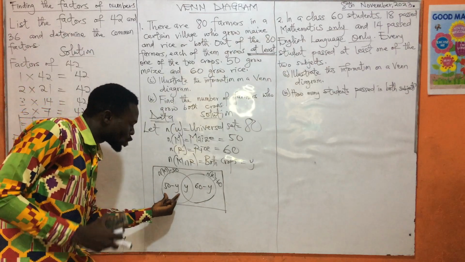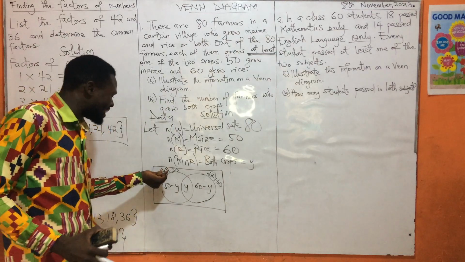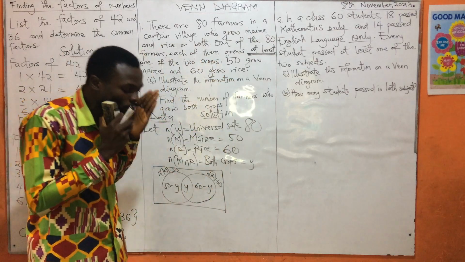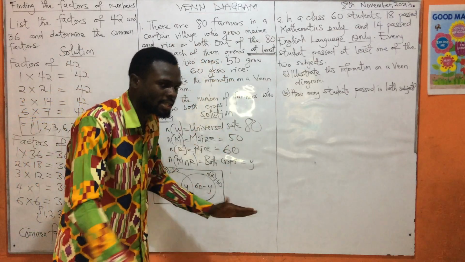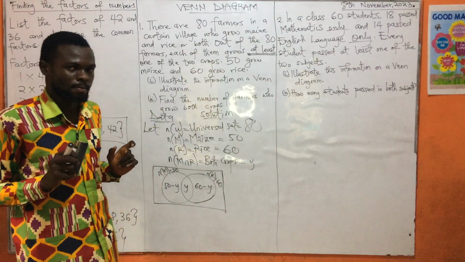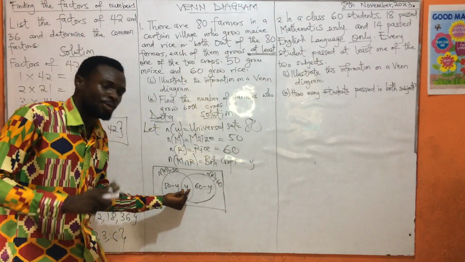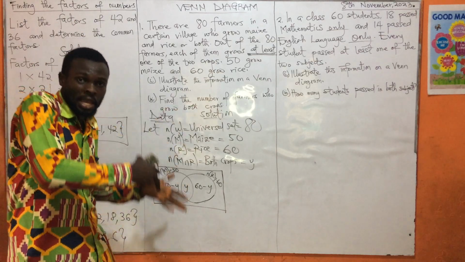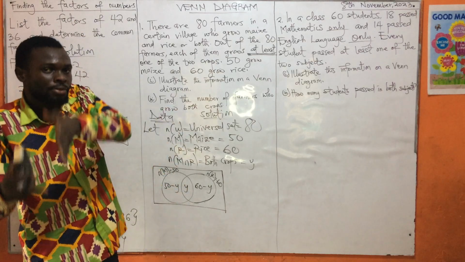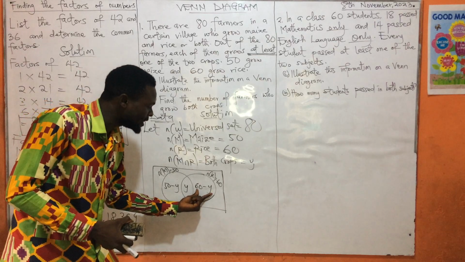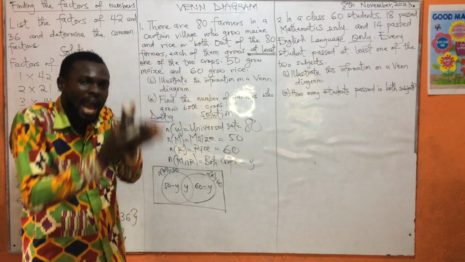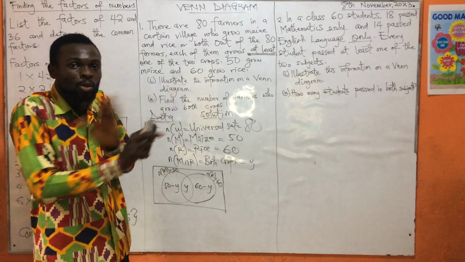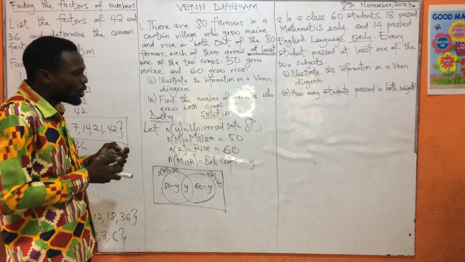This region is called region I, which is maize only. They grew only maize; they didn't add rice. This region is region II, that is, they grew maize and they also grew rice. And this region is region III, that is rice only. They grew only rice.